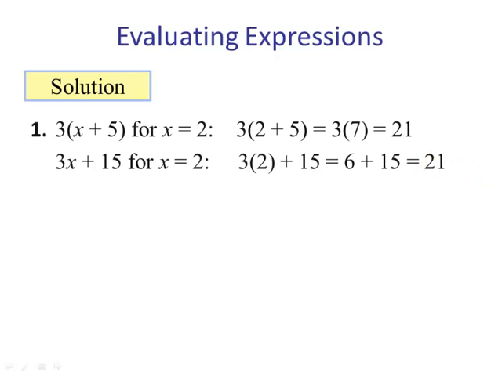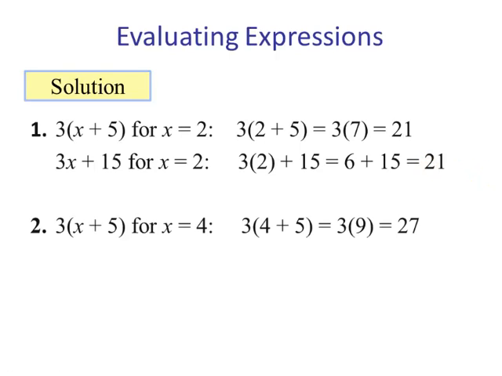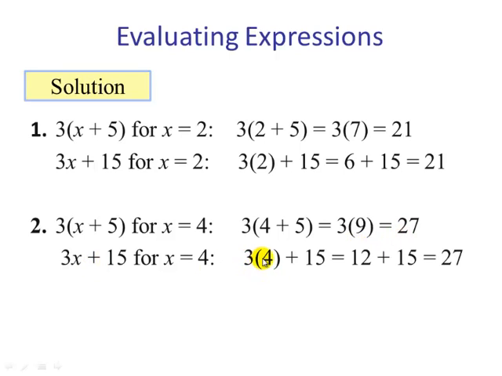These are the same. For number 2, x is now 4. We do the same procedure. We do parentheses first, then we multiply. We get 27. For the second expression, we get 3 times 4. We multiply, then we add. And again, we get the same value. Now this suggests that these two are equivalent.